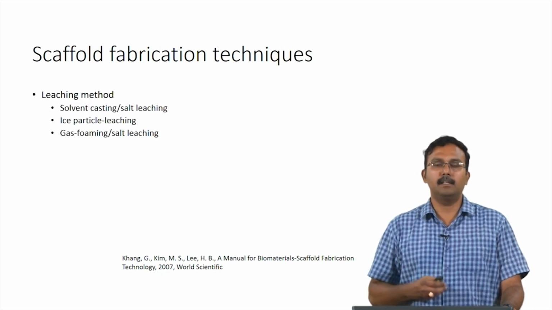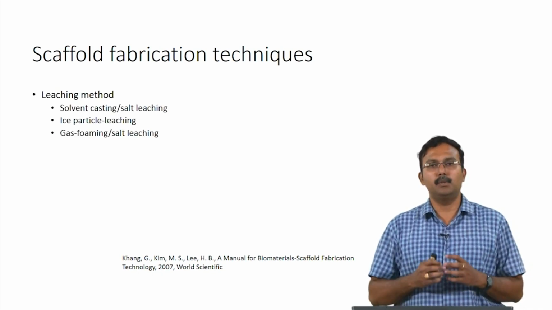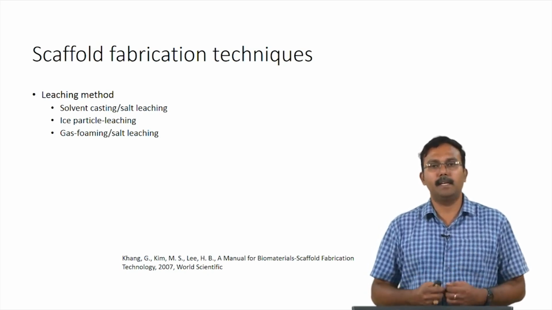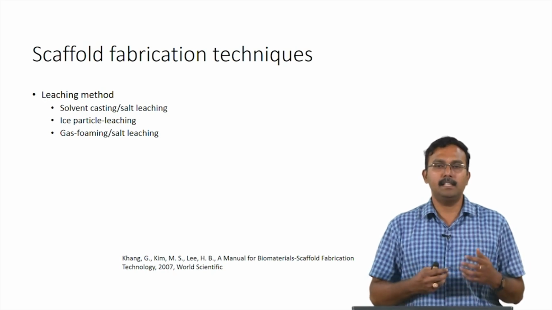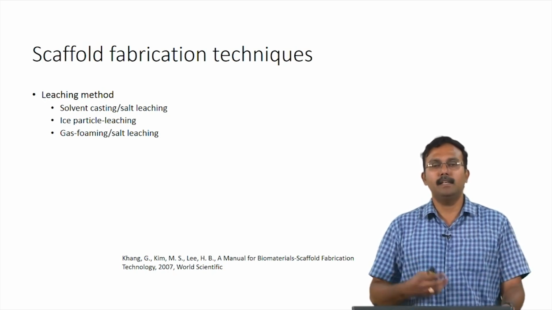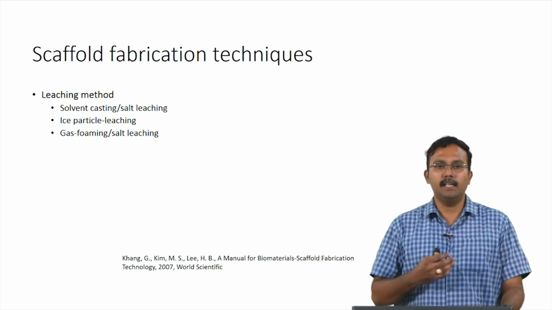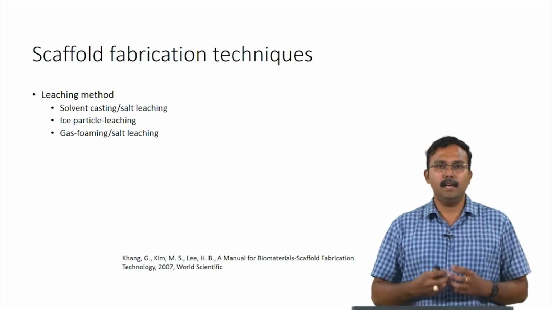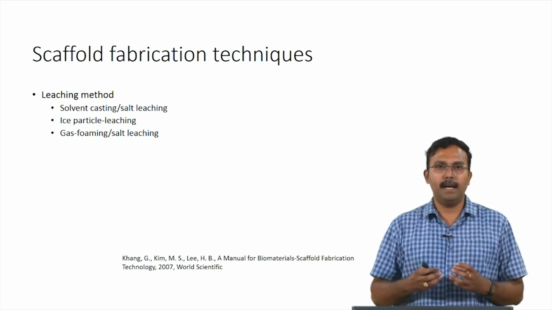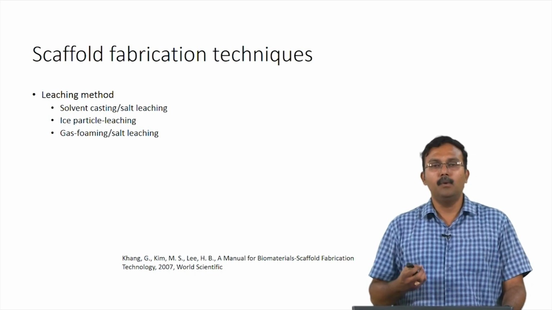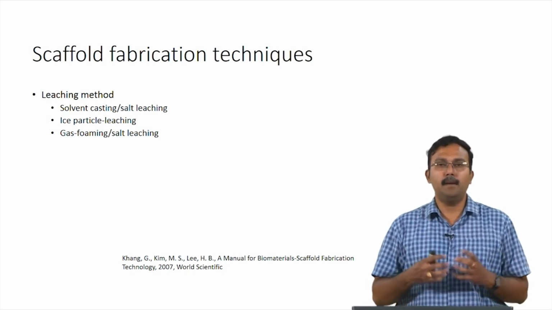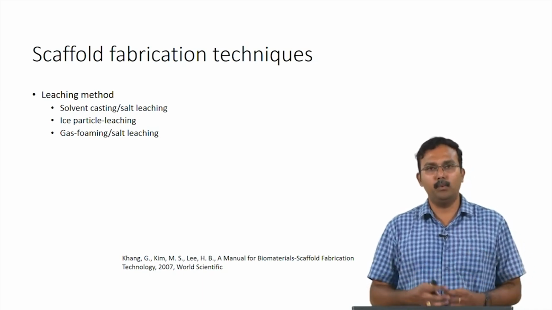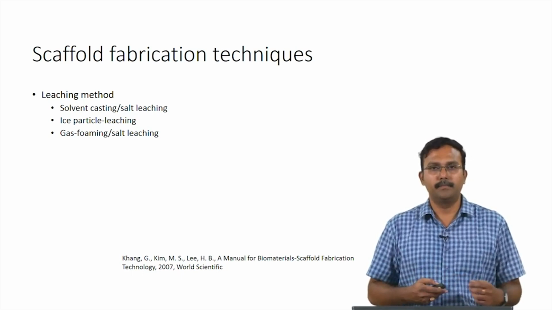The first one is called as a leaching method. So, this is a broad category within which there are multiple strategies which can be used for fabricating scaffolds. So, the three strategies which are commonly employed are solvent casting and salt leaching, or ice particle leaching, gas foaming and salt leaching. So, what is done here is a scaffold is prepared and gas forming salt which is leached out to create porous structure. So, we will see how it is done and how the scaffold would look like if this strategy is used.